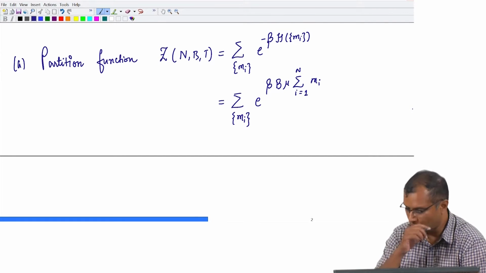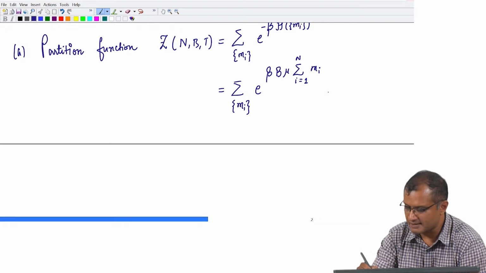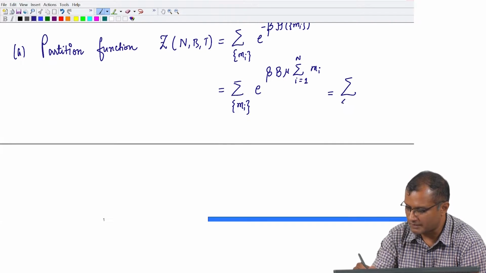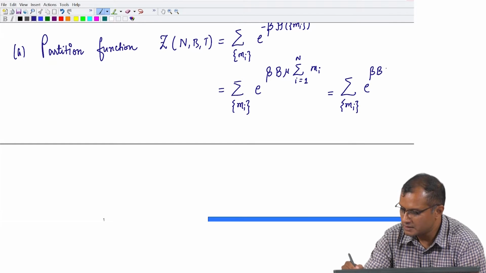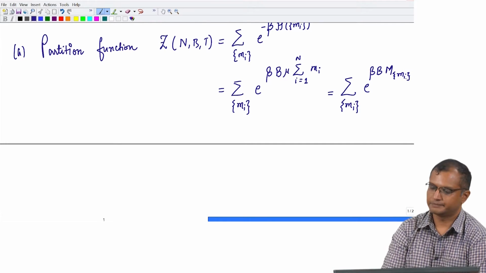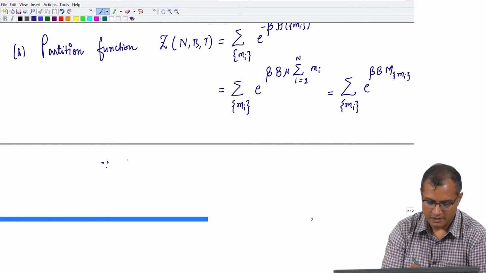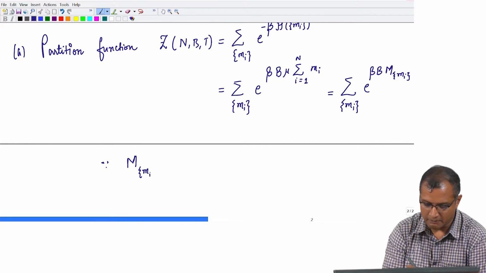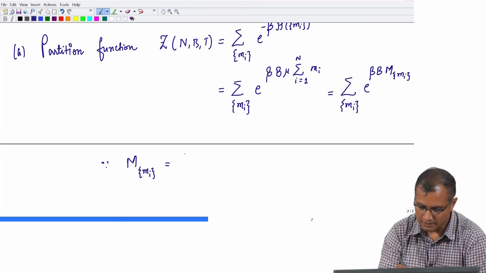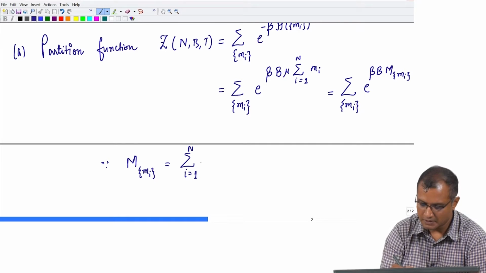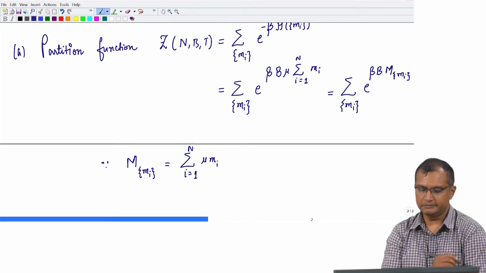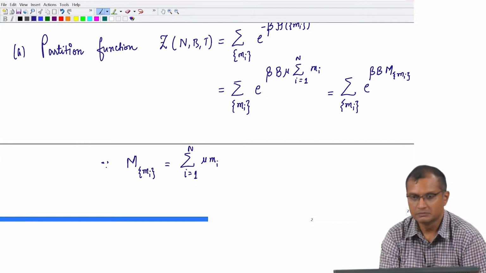So, I can also write this as just summation over all microstates e to the power beta b into the magnetization of the microstate, and this is because the magnetization of a particular microstate is nothing but summation over all degrees of freedom mu times m i.